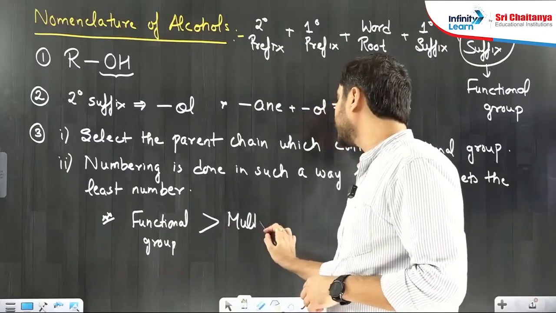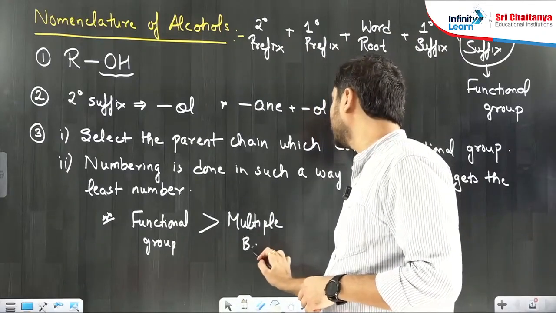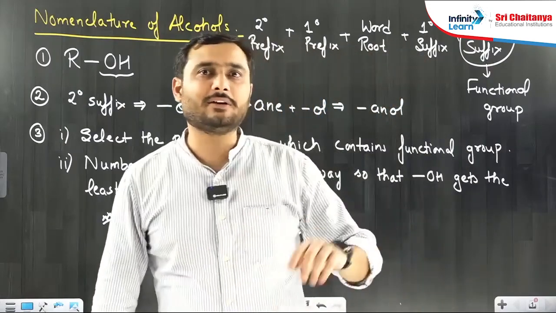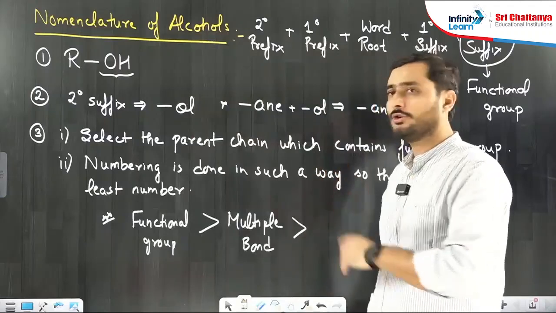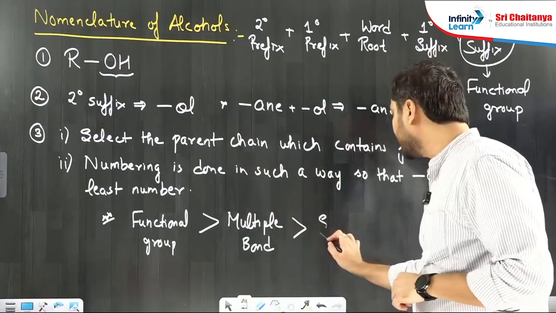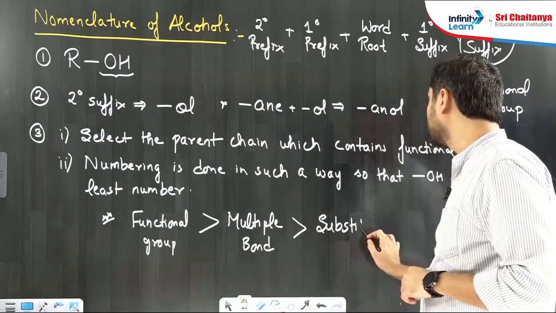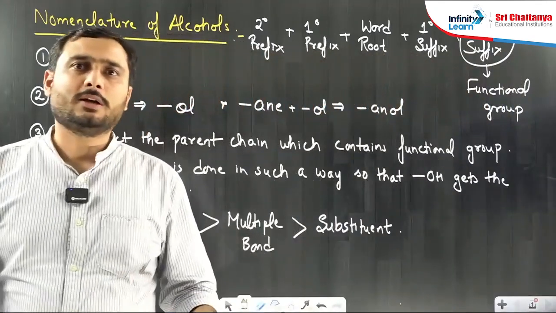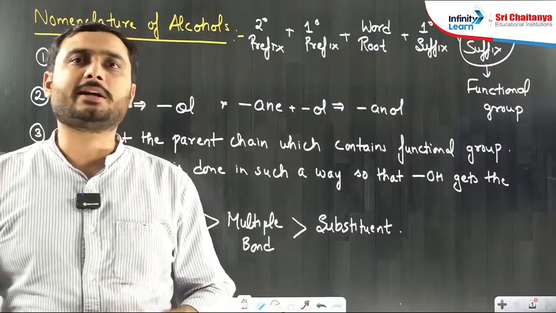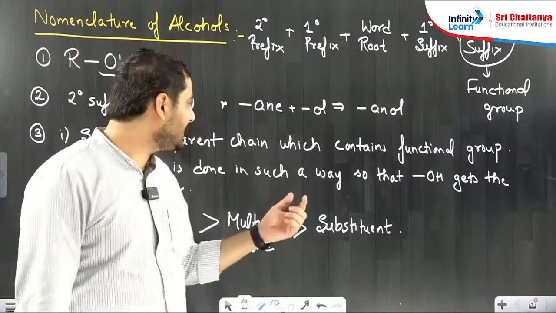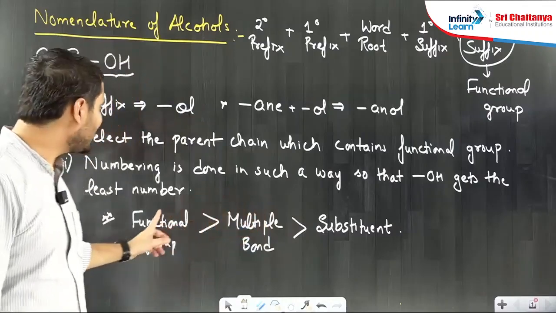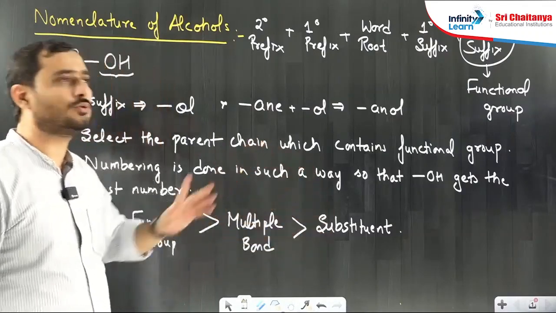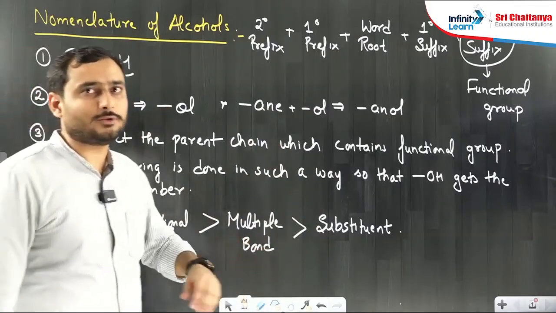So next priority is given to which bond? Multiple bond. And if there is a tie in multiple bond also, first tie is between functional group, next tie is between which bond? Multiple bond. Then we have to check for substituent. Now which are substituents? Fluoro, chloro, bromo, nitro, methoxy, ethoxy, ethyl, methyl. So all these are substituents. So first priority is given to functional group, next priority is given to multiple bond, next priority is given to substituent. So this priority order we have to follow.